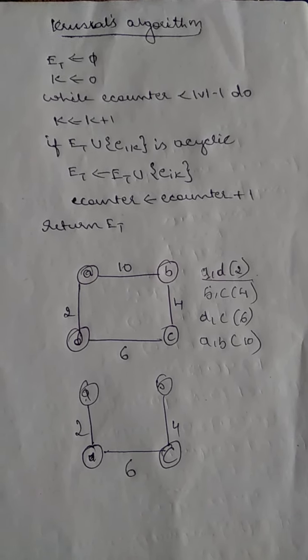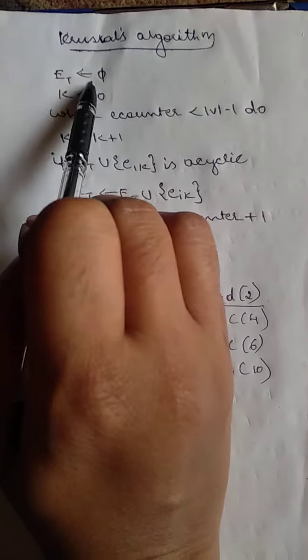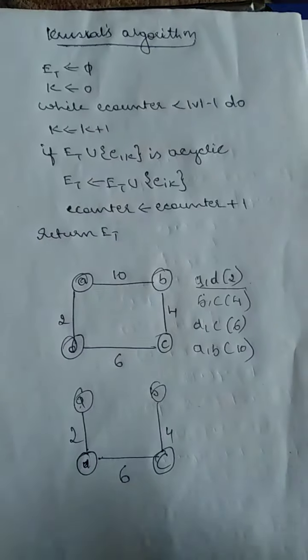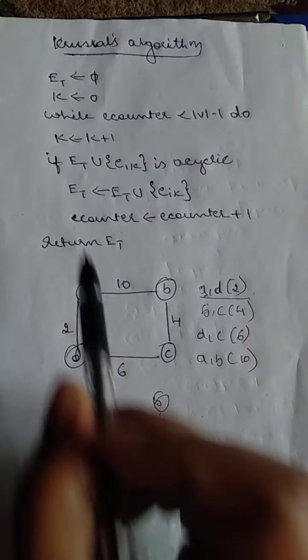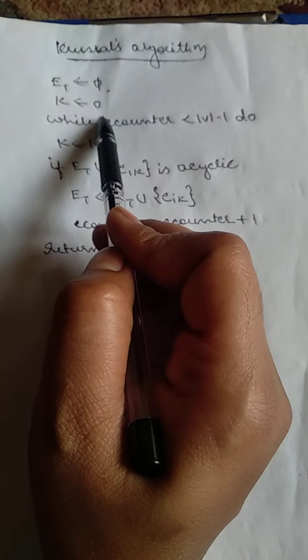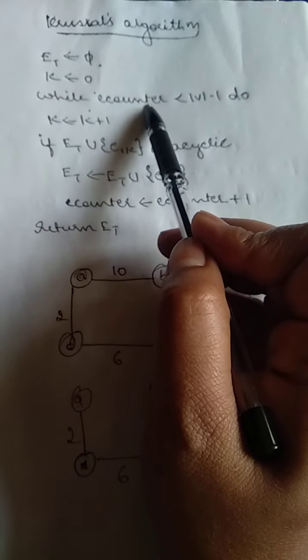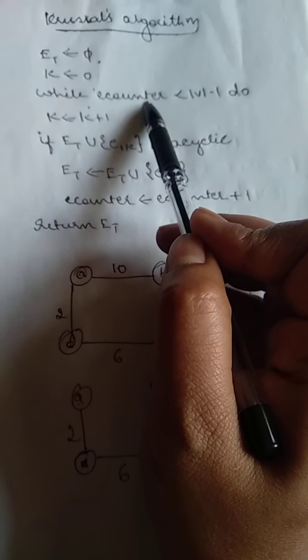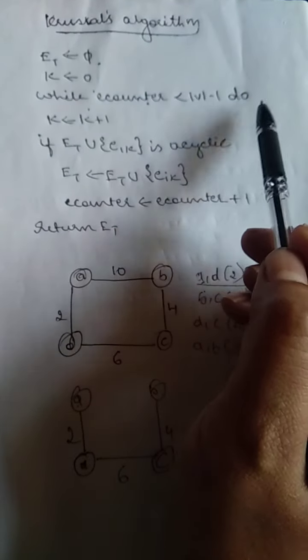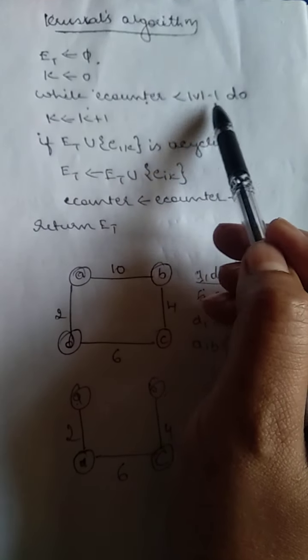Now let me show you the algorithm first. ET is equal to null, because in the beginning there are no edges, so I assign this. K is equal to 0, the number of steps you are taking. And while the edge count is less than V minus 1, where V is the vertex count.